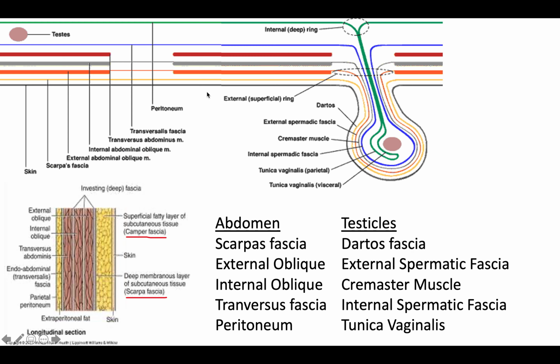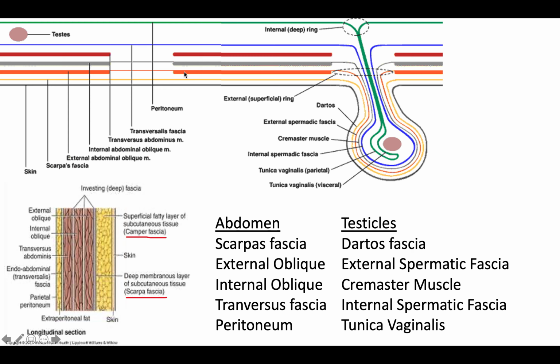So what was before Scarpa's fascia has now changed names to Dartos fascia. This is significant because Dartos fascia is continuous with it. Say, for example, if you had an infection within the peritoneum, because everything's continuous, the infection could spread potentially from the abdominal cavity into your testicles, which is very unfortunate.